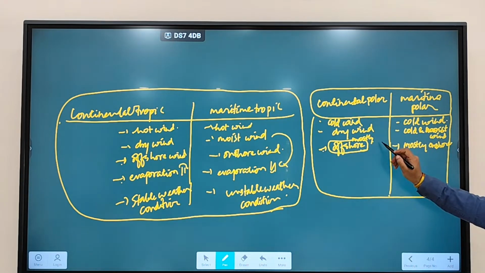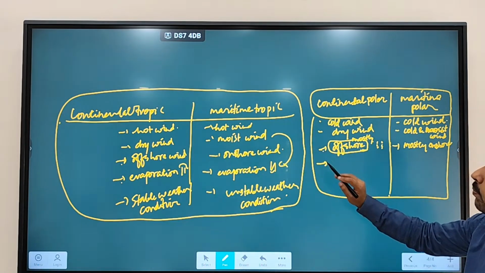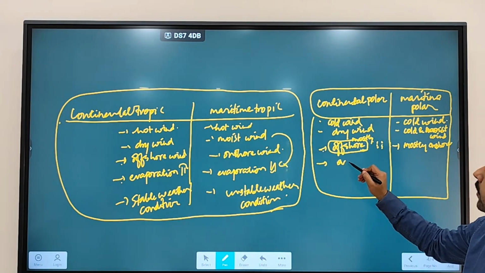Because sometimes snowfall can happen, because it is a cold wind. Excessive cold can cause snowfall. Why can snowfall happen? Because on the land you will sometimes see rivers and other things, so they will give certain moisture, and when they give certain moisture, some snowfall may happen. So it is mostly offshore here, and mostly onshore there, and both are colder winds.